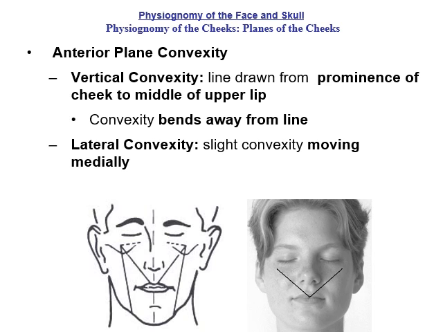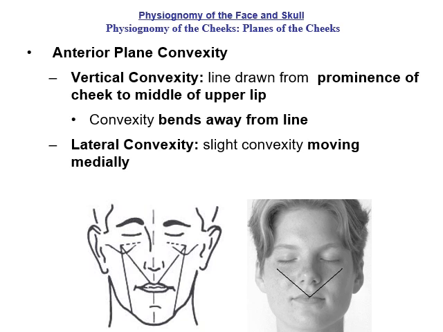The lateral convexity is a slight convexity moving medially. So up and down, it's going to curve away from that line. As you go towards the nose, from the side of the frontal aspect of the plane, it's going to have a slight convexity moving medially. It's also going to stick out a little bit more because of the horseshoe shape of your alveolar processes. Now, large amounts of adipose tissue can cause a little bit more fullness in that area. Emaciation could create some relative flatness in that area.